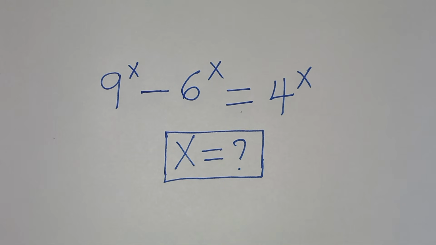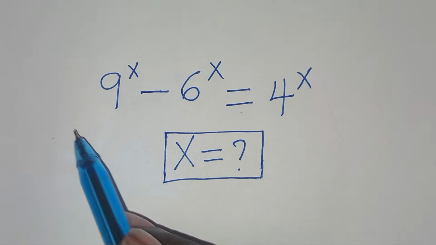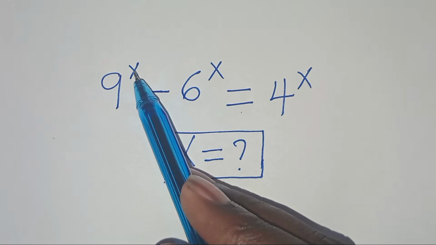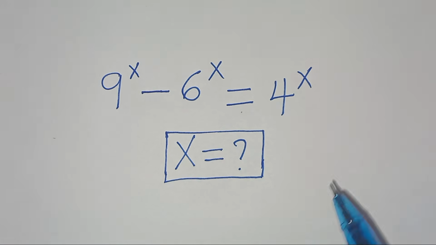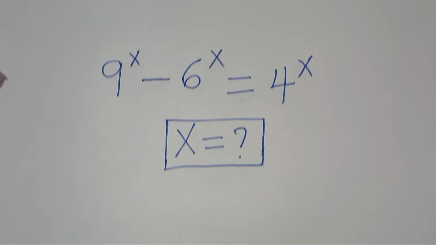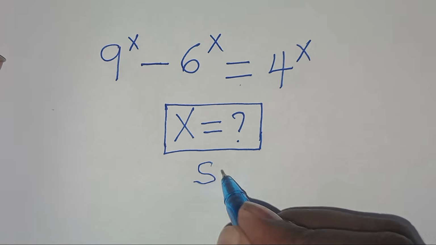Hello everyone, you're welcome to solve this nice exponential equation, which is 9 to the power of x minus 6 to the power of x. This is equal to 4 to the power of x. So what is the value of x? Now let's provide a solution from here.